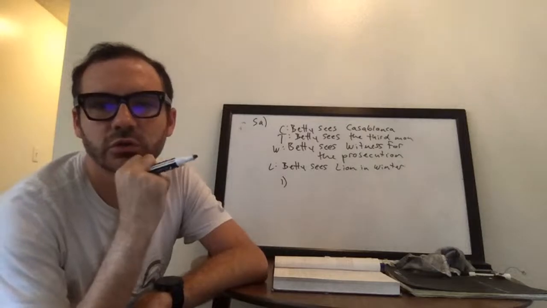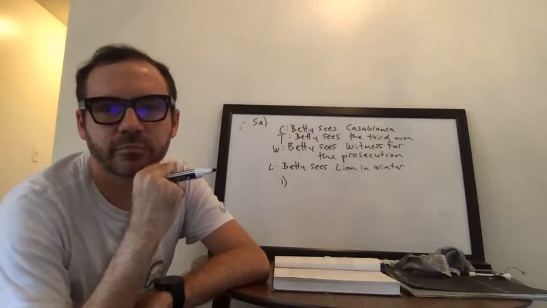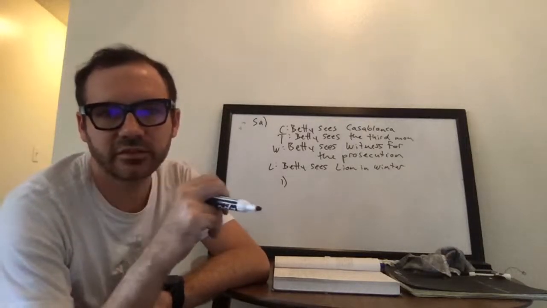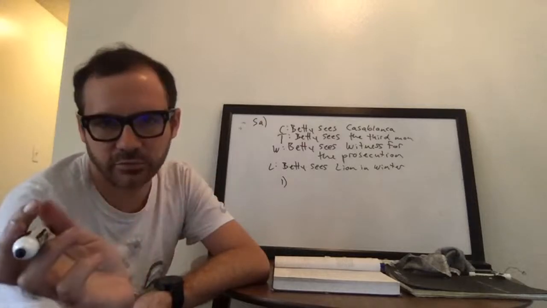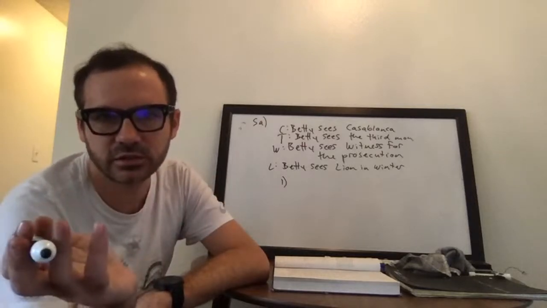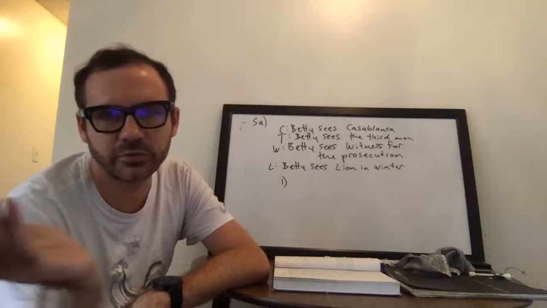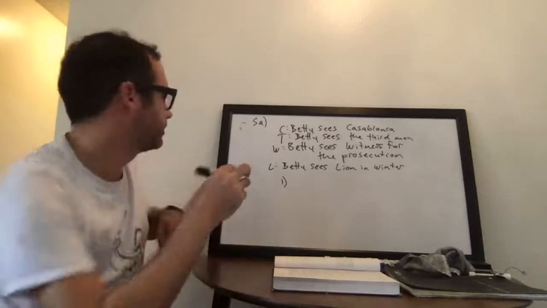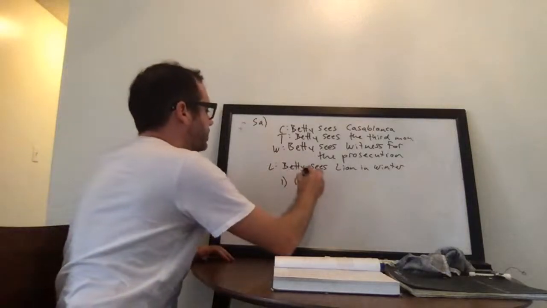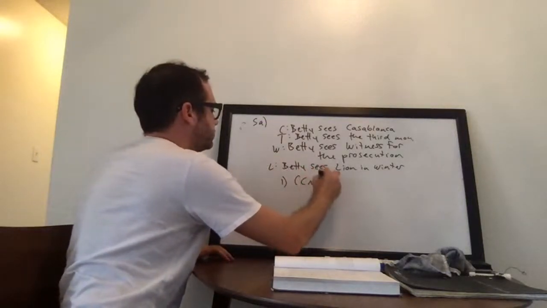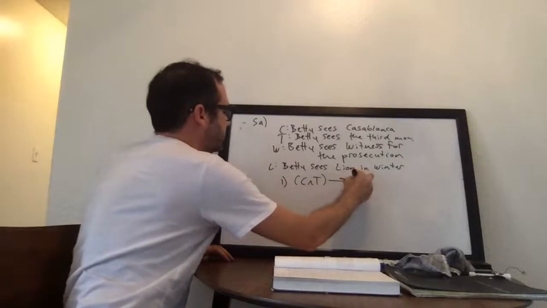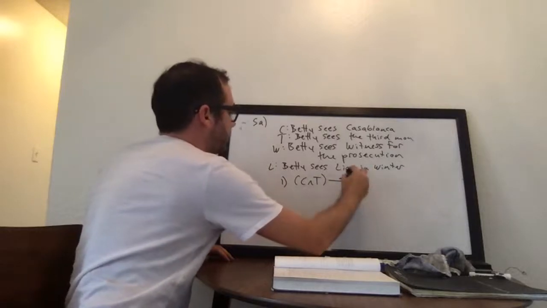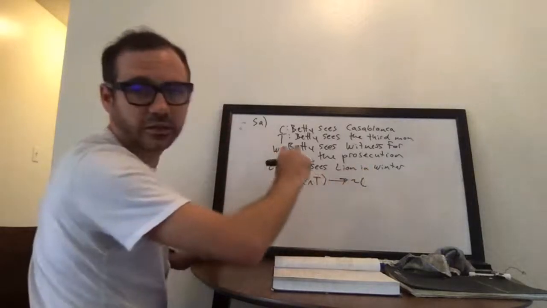Okay, so you've got: if Betty sees Casablanca and The Third Man, so if both C and T, then in that case, not either W or L. And that's perfect. Exactly. Good. So if both of these things happen, C and T, then in that case, neither of these other two things are going to happen. Neither the case that W or L.